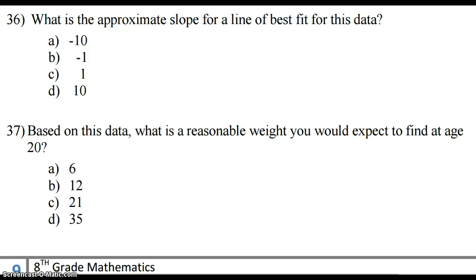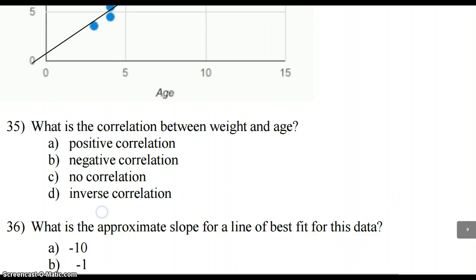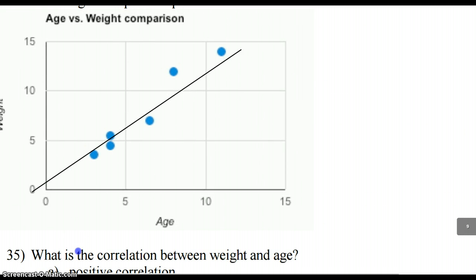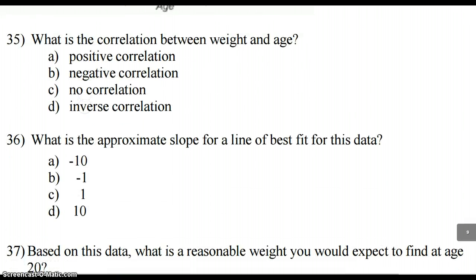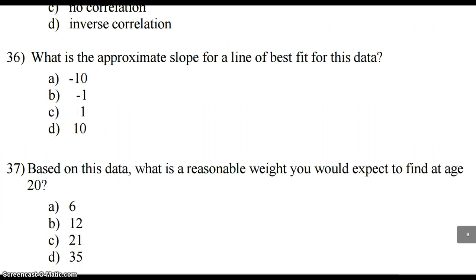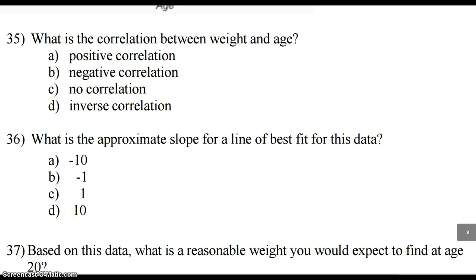Finally, we are checking out the last 5 problems on the MCA packet, 36 through 40, and 36 and 37 refer back to the same scatter plot that 35 was talking about. Alright, so in 35 we said that the correlation between weight and age was positive, or it has a positive slope. So for 36, they're asking us to find the approximate slope for the line of best fit.